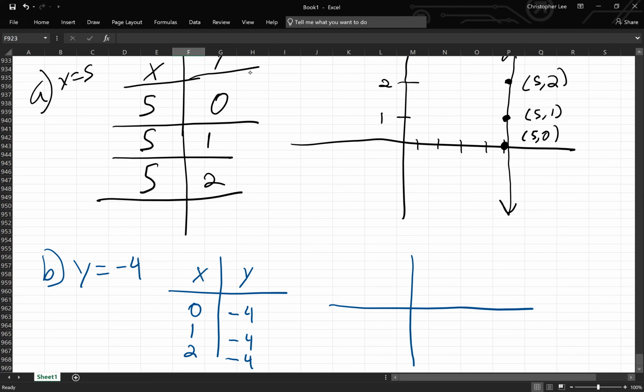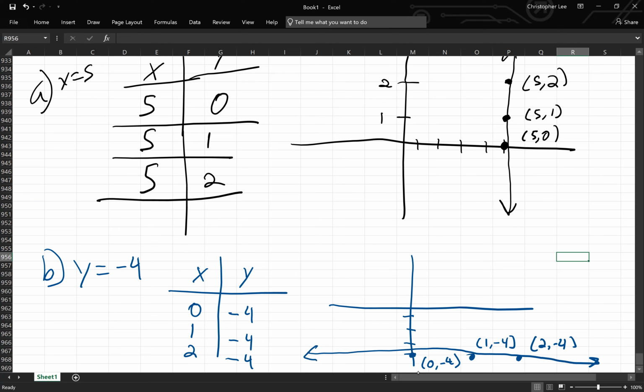So I'm gonna draw my graph like so, right? I'm going down to 1, 2, 3, 4 over here. So this is the point 0 comma -4. Come across, this is 1. Hold on 1 second. 0, -4, good. And then 1 comma -4. And then 2 comma -4. And connect the dots. And that's it. y is equal to -4. Questions on this?